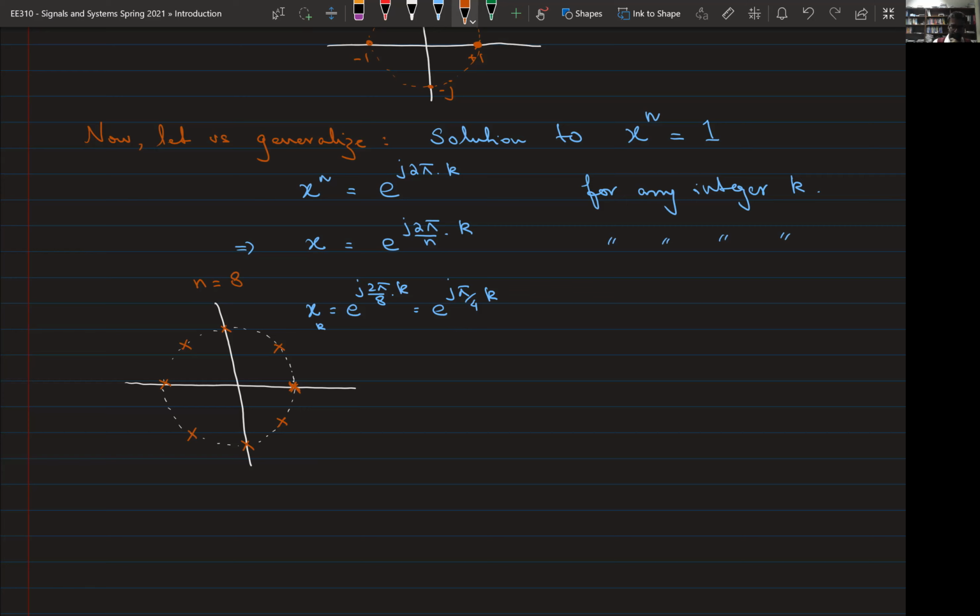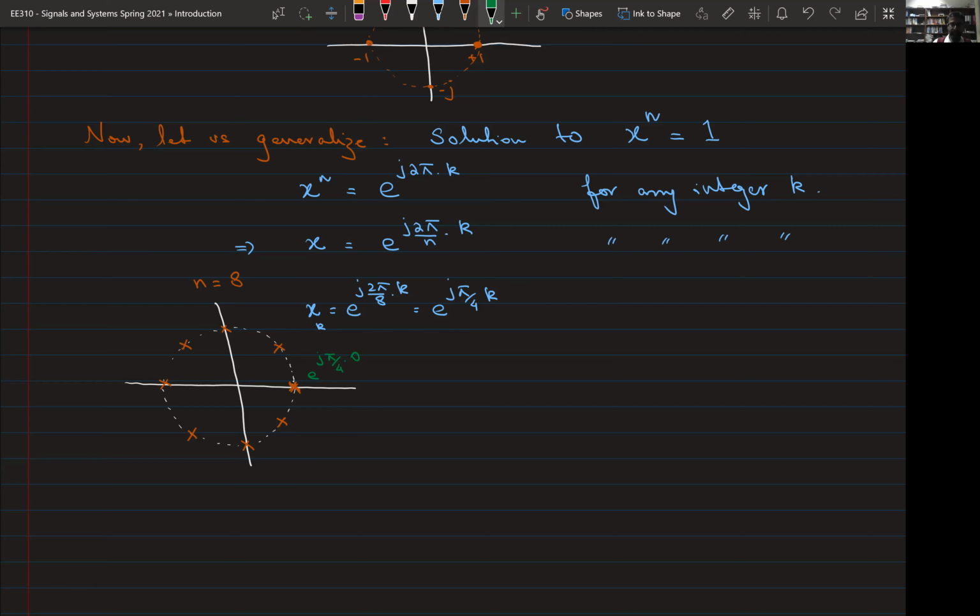Okay? Let's repeat this part. Which part? The repetition part? Yes sir. You see, for n equal to 8, these are the 8 solutions, right? Yeah, of course. Okay.